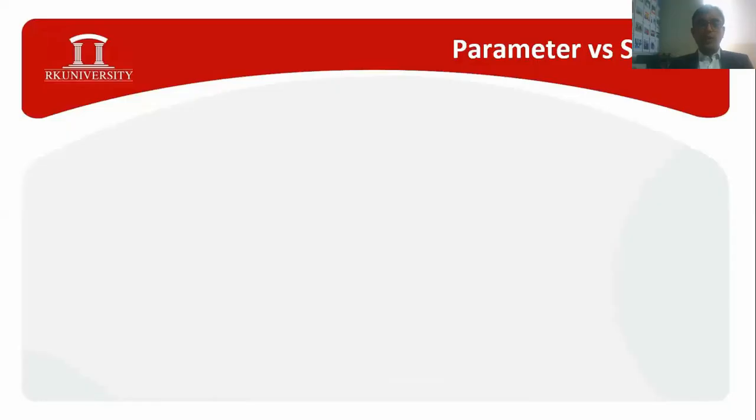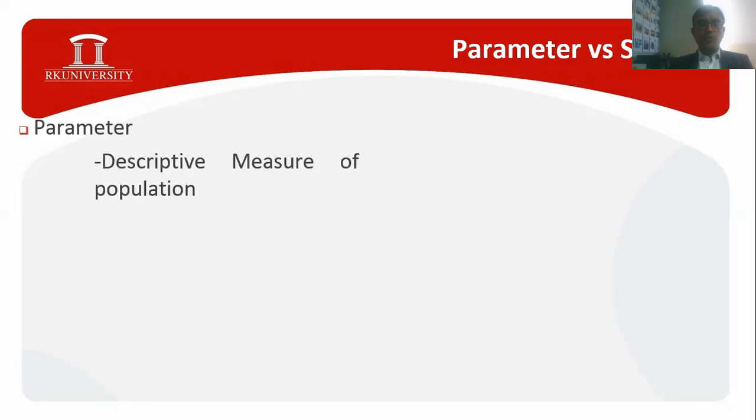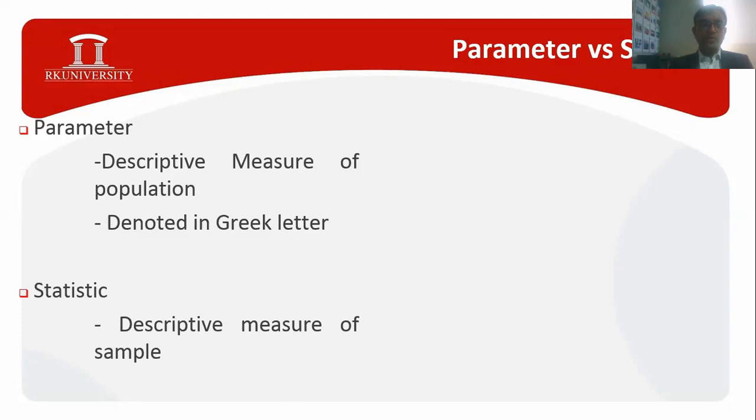So what is the difference between parameter versus statistic? As we have learned in the previous video, there are so many descriptive measures like mean, median, standard deviation, then again skewness and correlation. The descriptive measure which we use for the population is called a parameter, and it generally is denoted by a Greek letter. In the same way, the descriptive measure which we use for the sample is called a statistic, and generally we denote it by a Roman letter. For example, when we say mean, we can symbolize the mean with the help of mu, and in the same way we can also denote mean with the help of x bar.